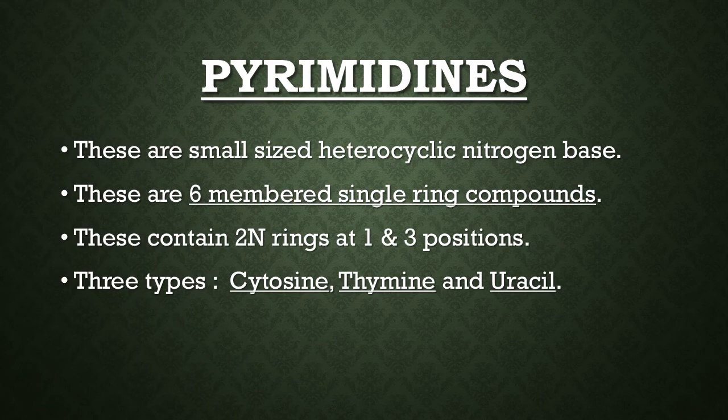Now, let's talk about pyrimidines. Pyrimidines are small-size heterocyclic nitrogen bases. These are 6-membered single-ring compounds. These contain 2 nitrogens in the ring at first and third positions. Pyrimidines are of 3 types: cytosine, thymine and uracil.